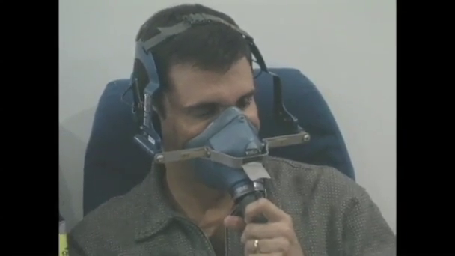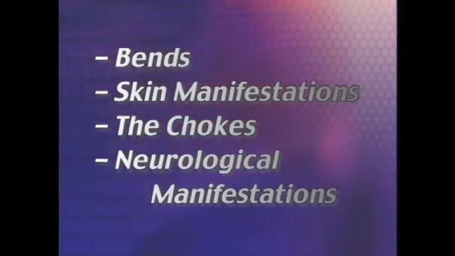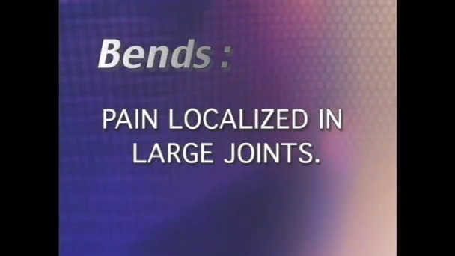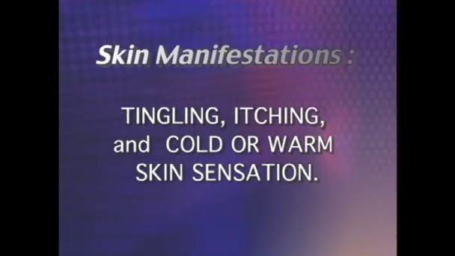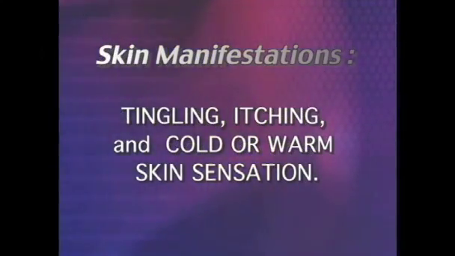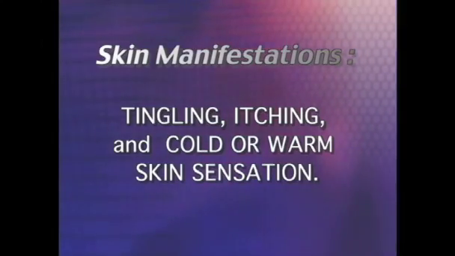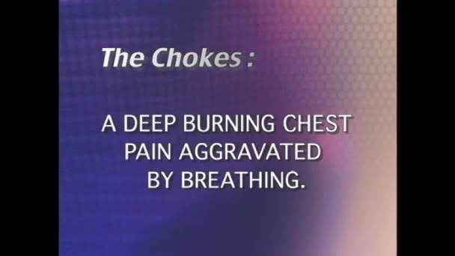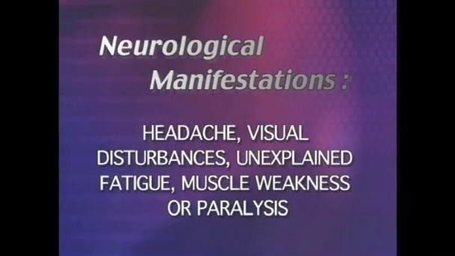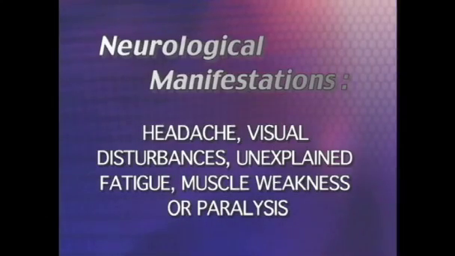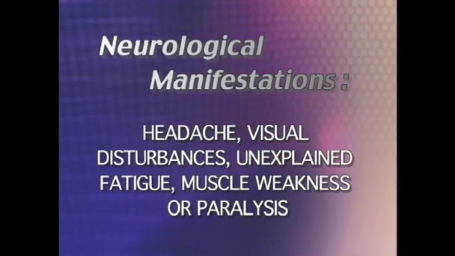Decompression sickness, also referred to as DCS, occurs when the body is exposed to a decreased barometric pressure and the nitrogen dissolved in the body comes out of solution and forms bubbles. There are 4 types of DCS: the bends, pain localized in large joints; skin manifestations, tingling, itching, and cold or warm skin sensation; the chokes, a deep burning chest pain aggravated by breathing; and neurological manifestations, headache, visual disturbances, unexplained fatigue, muscle weakness, or paralysis.